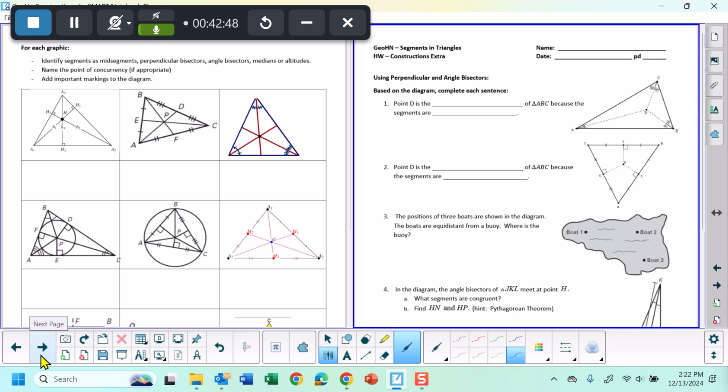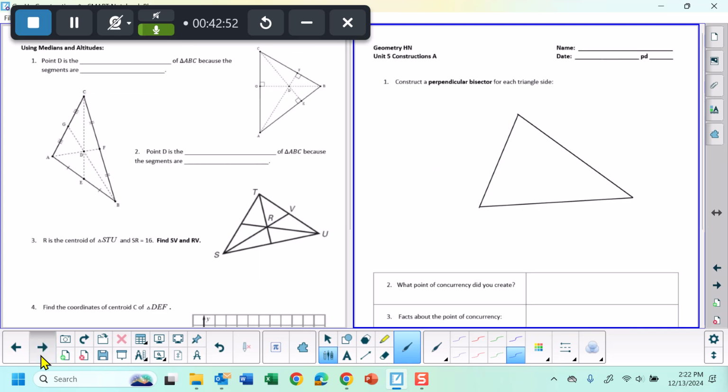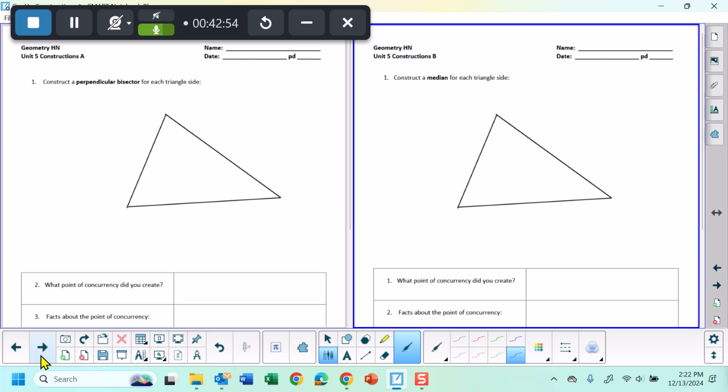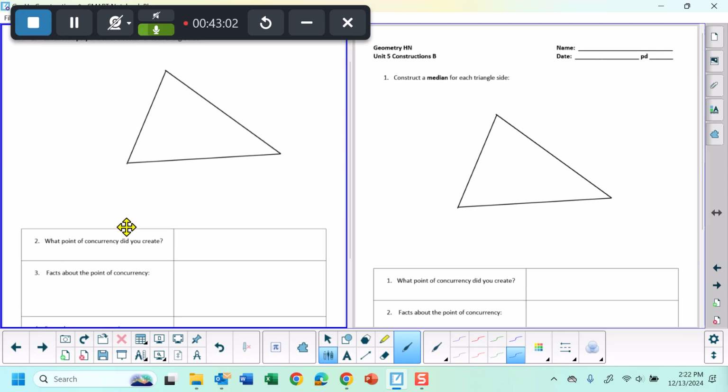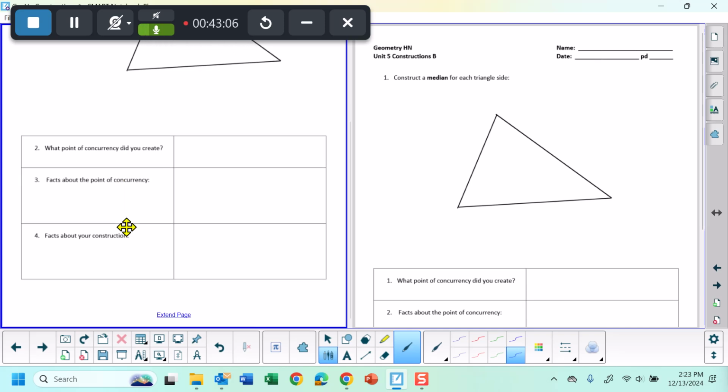Do you need a compass to do the test? Yes. Do you see these assessments in your packet? Do you see construction A? Construct a perpendicular bisector for each side. What point of concurrency did you create? List facts about the point of concurrency and facts about your construction.